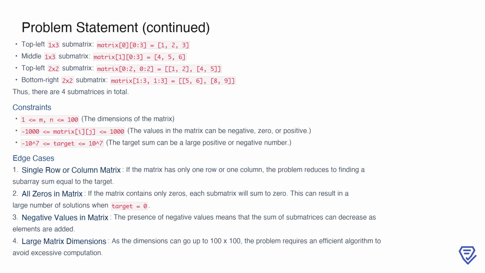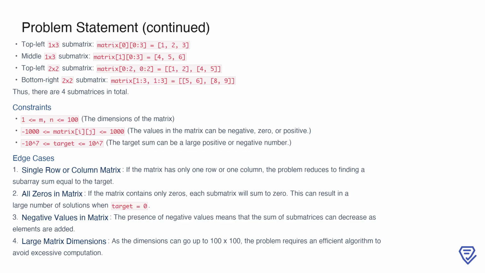This problem comes with important constraints and edge cases to consider. The matrix dimensions, m and n, can go up to 100, meaning the maximum size of the matrix is 10,000 elements. The values in the matrix can range from -1000 to 1000, allowing for negative, 0, or positive elements. The target sum can also be a large positive or negative number, ranging from -10 million to 10 million.